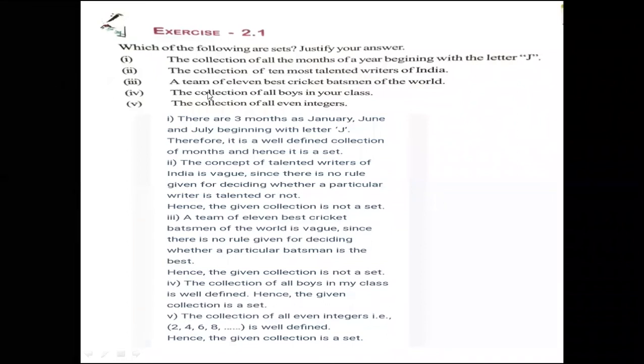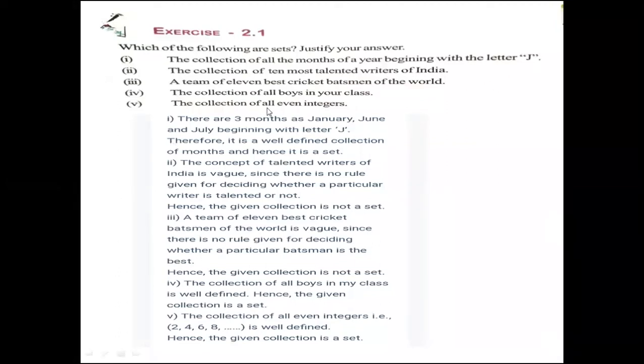If you go for the fourth question: the collection of all boys in your class. So is this a set or not? It is a set. They have specified that it is a collection of all boys in your class only. In your class means it will become a set.